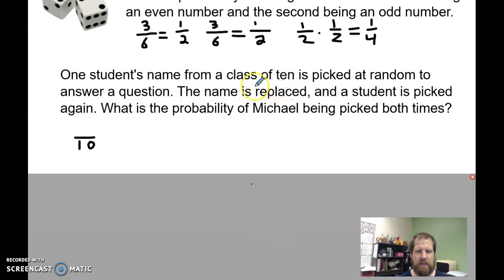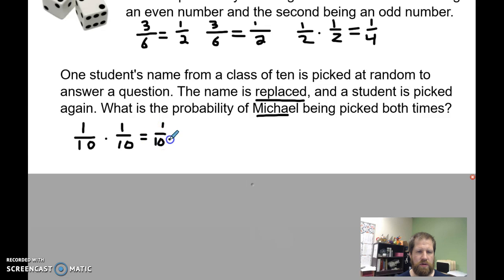The name is replaced, and this is important because this is what tells us that we're looking at an independent event. So the name is replaced, and then a student is picked again. What is the probability of Michael, one student named Michael, being picked both times? Well, Michael has a 1 in 10 probability the first time, and then another 1 in 10 probability the second time. So Michael getting picked both times is pretty unlikely.